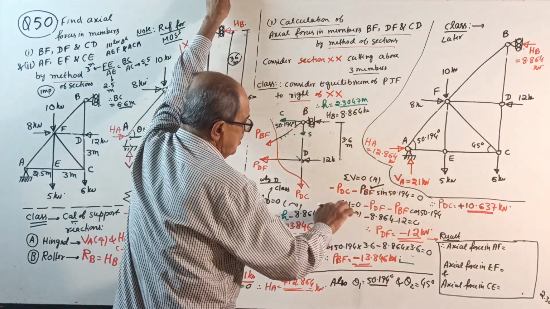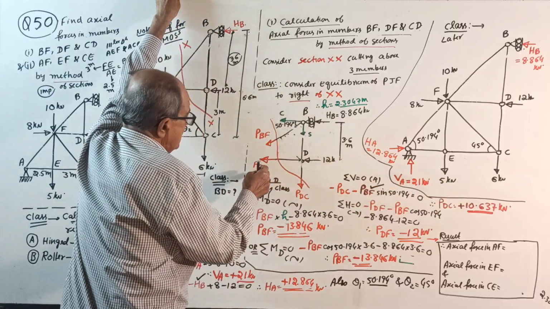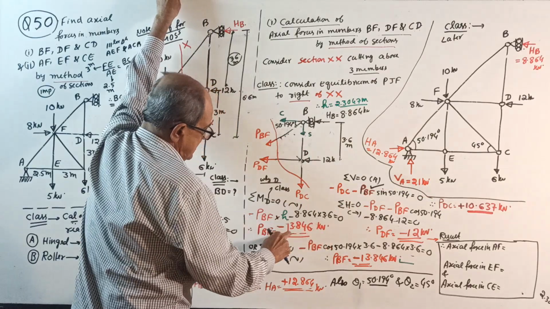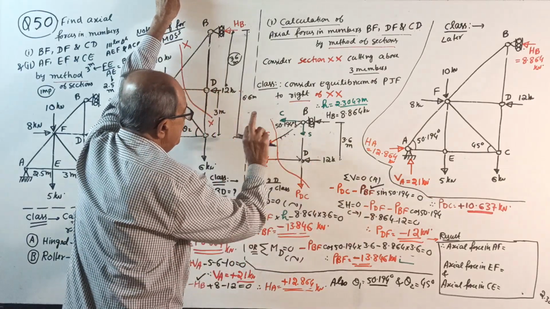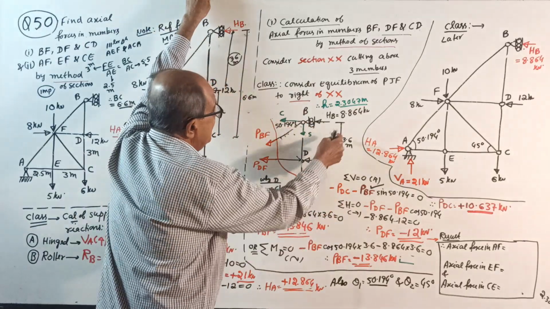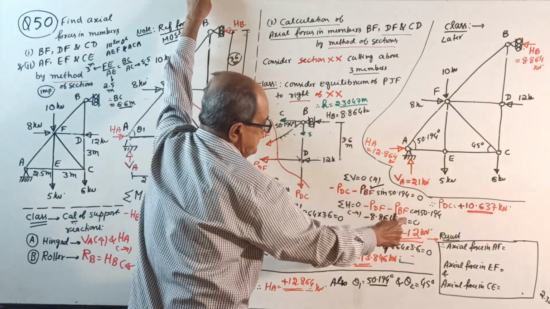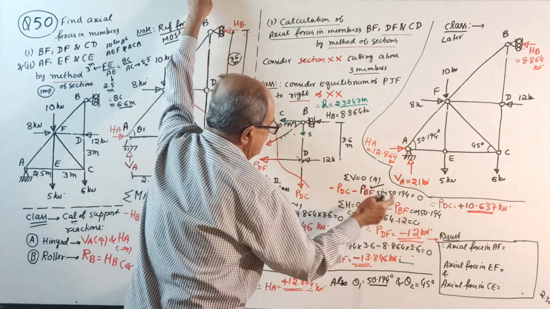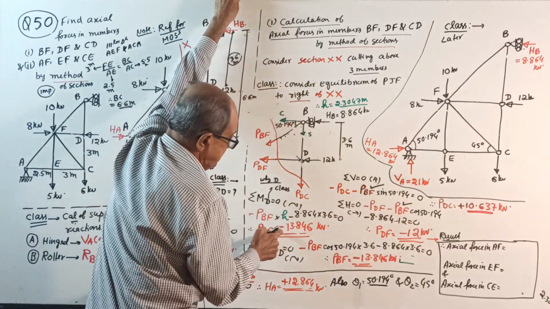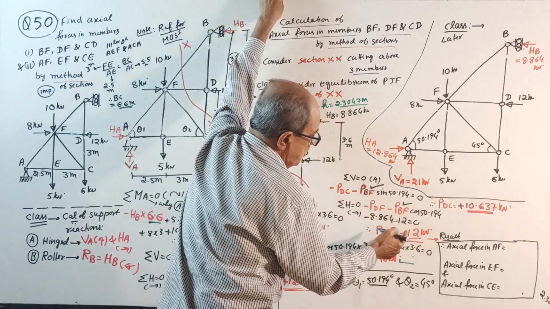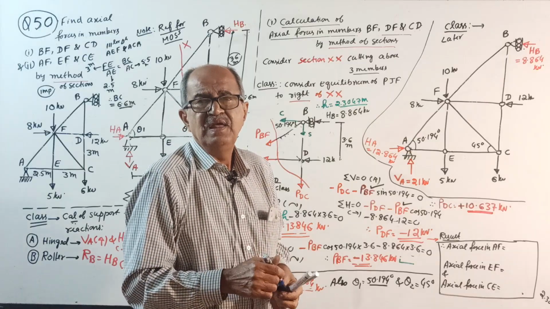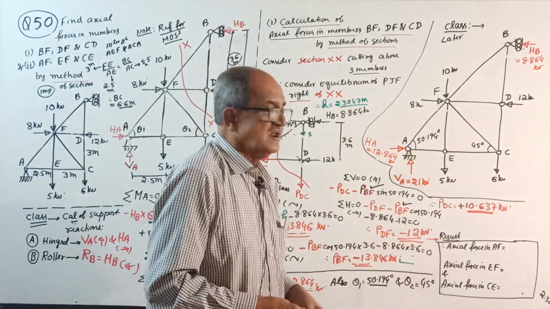Sigma H equal to 0. Take right side positive. Minus PDF, minus PBF cos of this angle, and then minus 8.864, minus 12 equal to 0, but you already know the value of PBF here. Substitute that PBF, you get PDF equal to minus 12 kilonewton. Okay, now do one thing. Last step, write the answer.